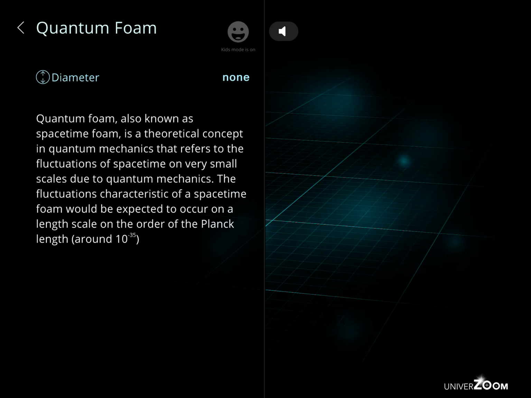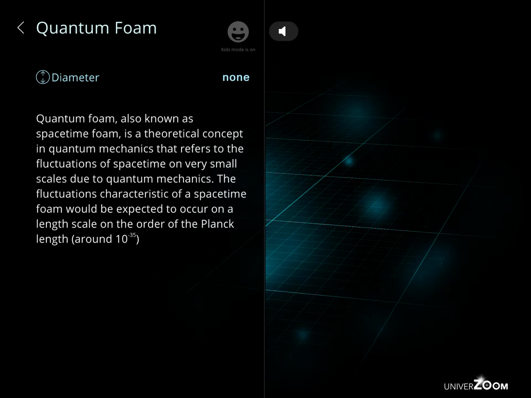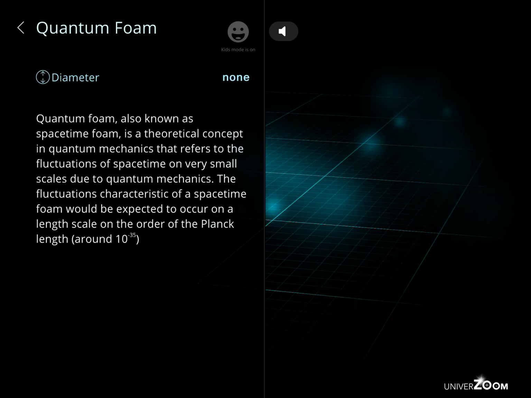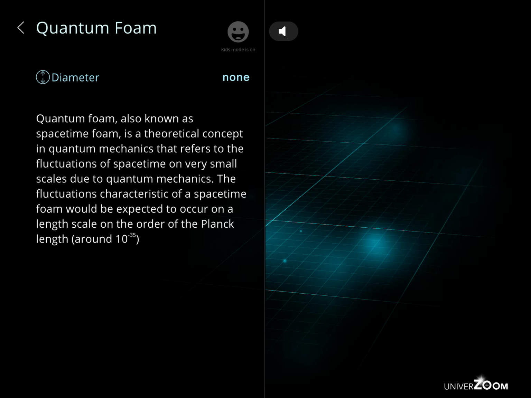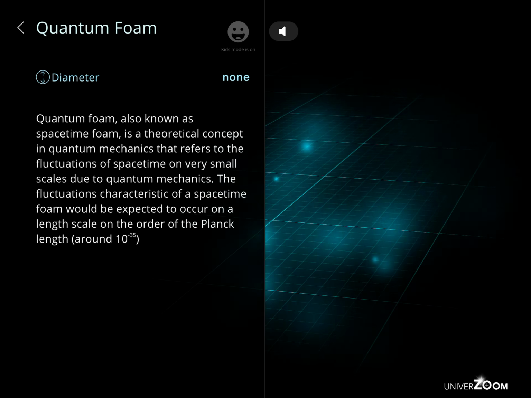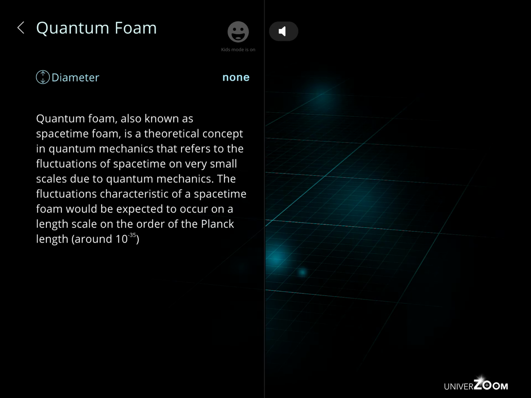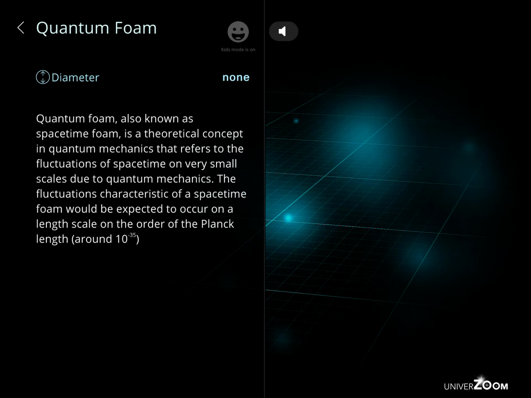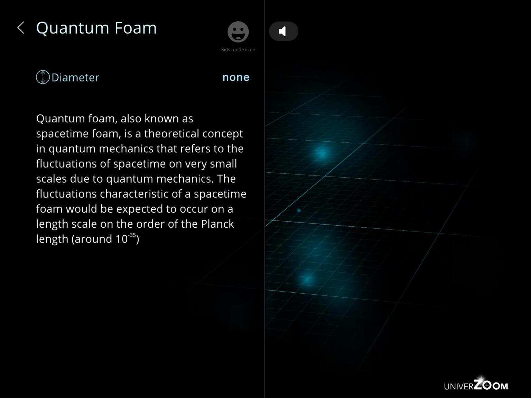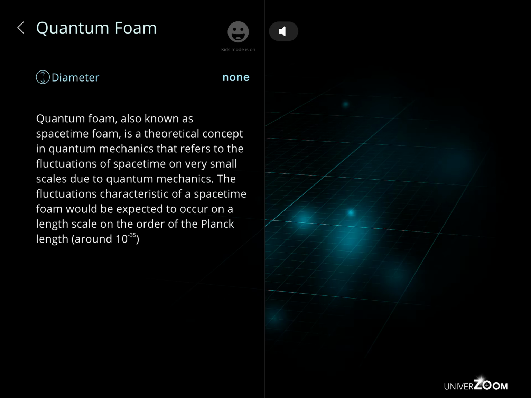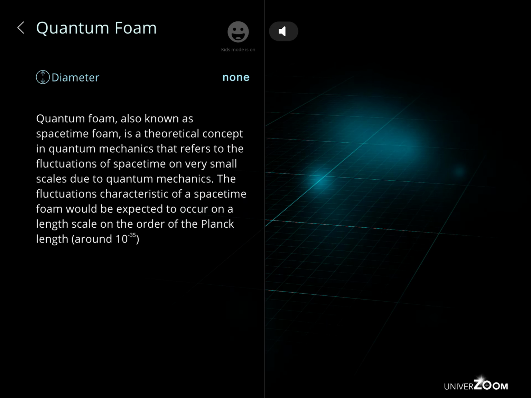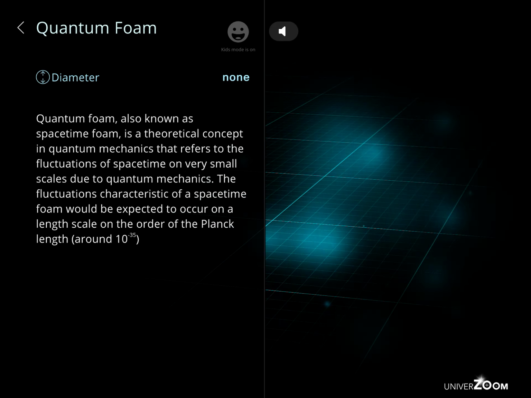Quantum foam. Diameter none. Quantum foam, also known as space-time foam, is a theoretical concept in quantum mechanics that refers to the fluctuations of space-time on very small scales due to quantum mechanics. The fluctuations characteristic of a space-time foam would be expected to occur on a length scale on the order of the Planck length, around 10^-35 meters.